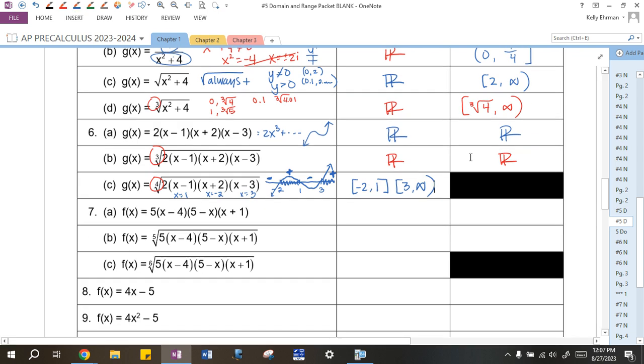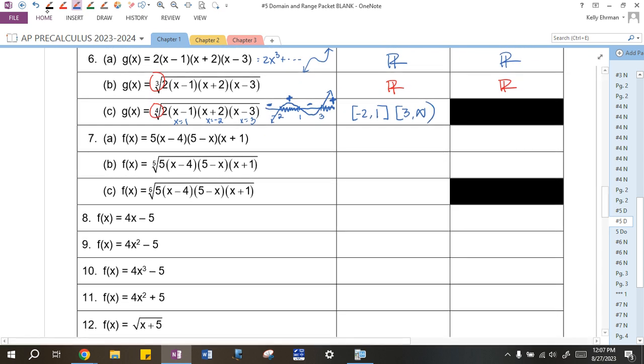Okay, just a couple more. Number 7. Same thing. Let's take a look at this. What would this be if I FOILed it out? 5 times x times -x times x. You're going to get -5x cubed plus some other stuff. That's one of the cubics that look like this. It goes down on the right and up on the left. So what can I plug in? Anything. What can I get out? Anything.